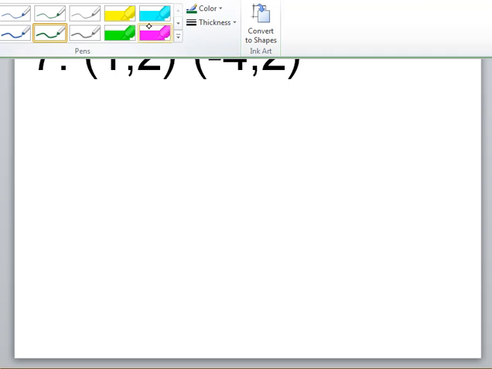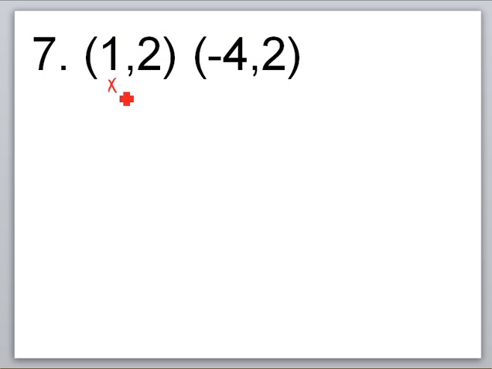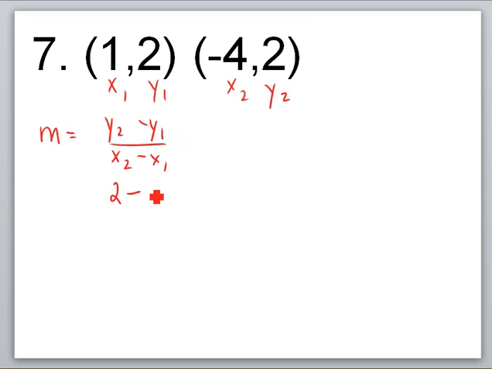Continuing on with more examples. Continue to label your points x1, y1, x2, y2. Continue to use the slope formula y2 minus y1 over x2 minus x1. y2 is 2 minus y1 is 2 over x2 is -4 minus x1 is 1. This actually gives me 0 over -5. A 0 on the top gives me the answer of 0. So it has slope equals to 0.